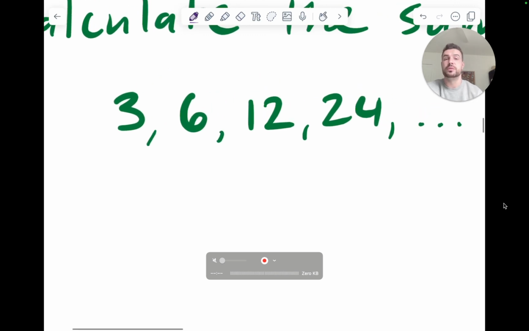The first thing we need to do is find our pattern. So if we notice, to go from 3 to 6, 6 to 12, 12 to 24, hopefully we recognize we are multiplying by 2.